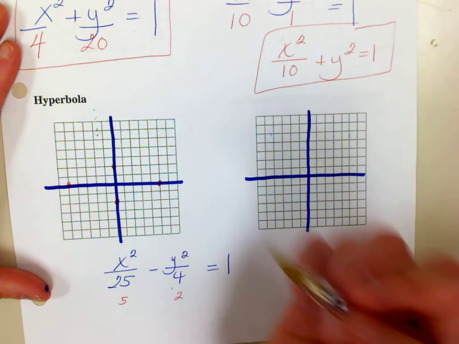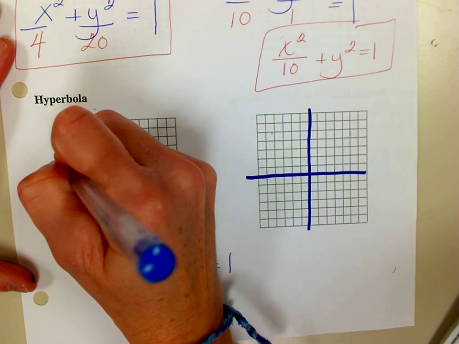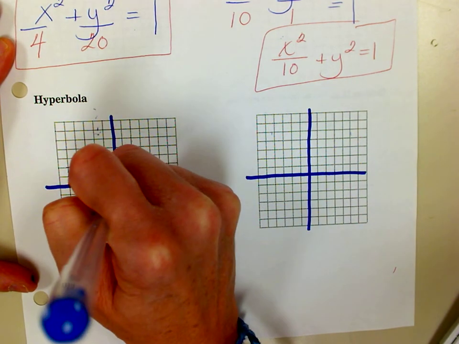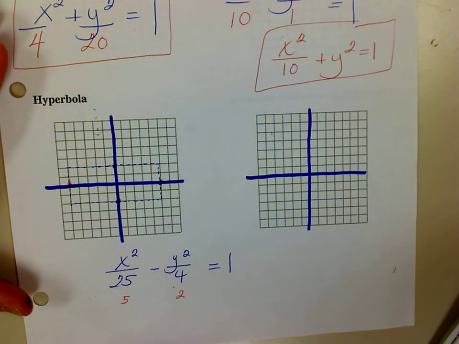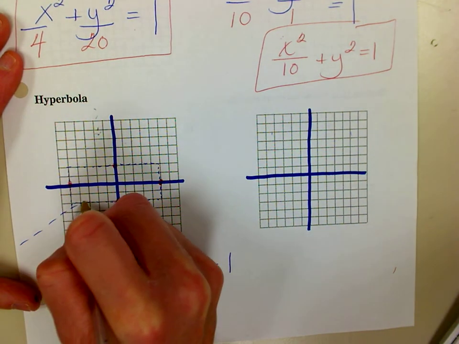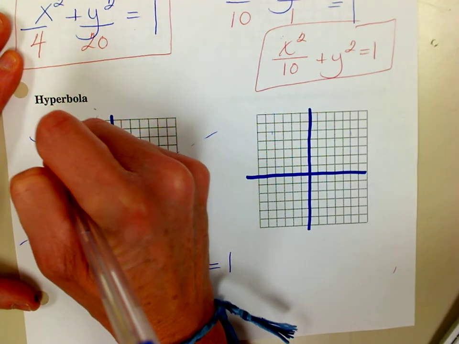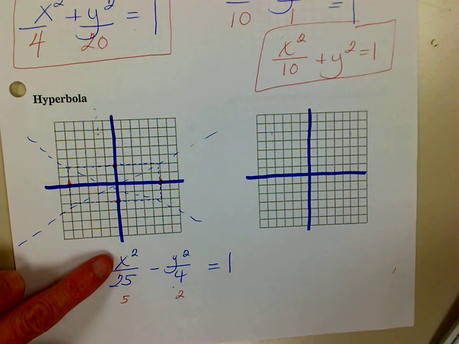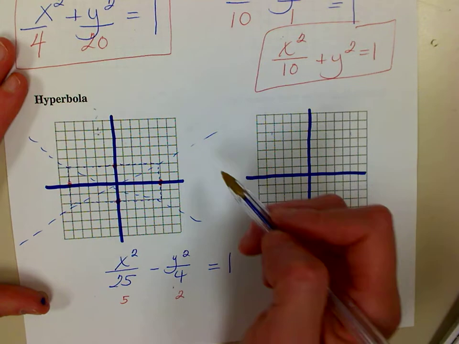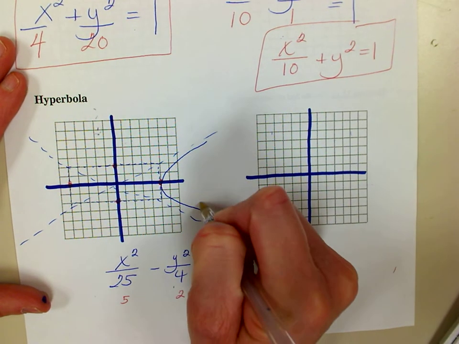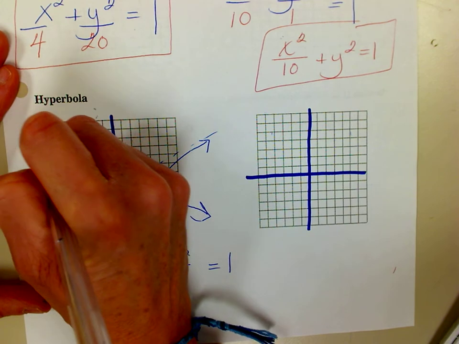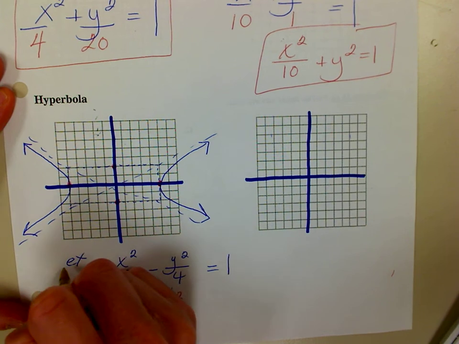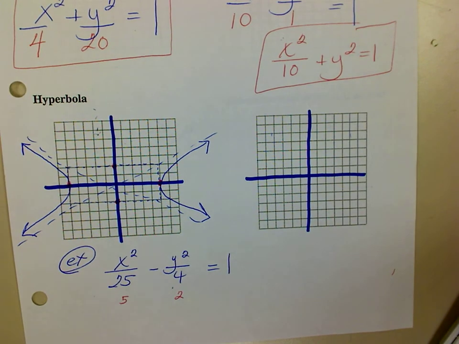So what I'm going to do next is make a box out of this, but I'm going to make it dotted. And then I'm going to draw diagonals through the corners of the box and through the origin. And since x squared is first, I want the points that are on the x-axis, and I want to stay within these dotted lines. Because on a hyperbola, sometimes the y's might be first. Okay, so there's that one.